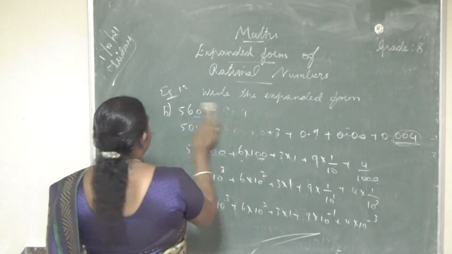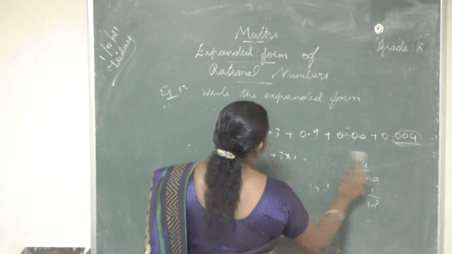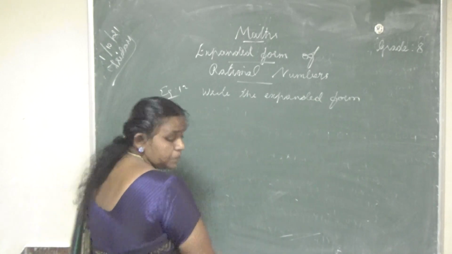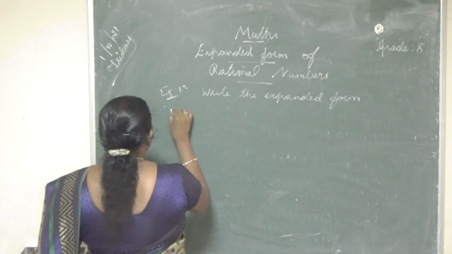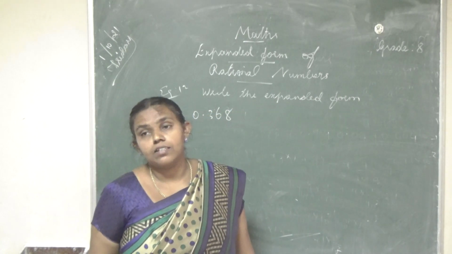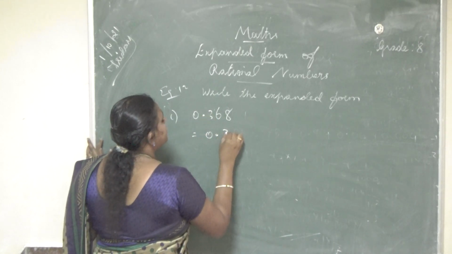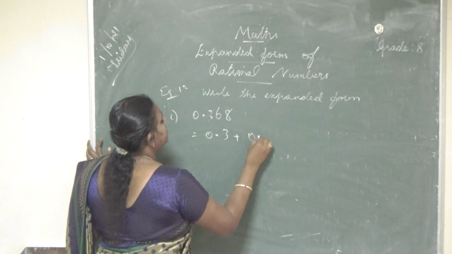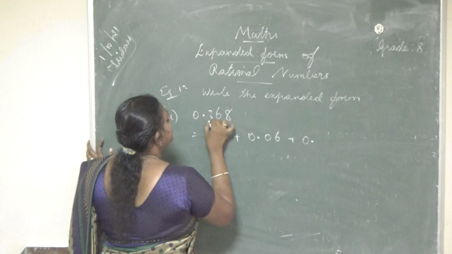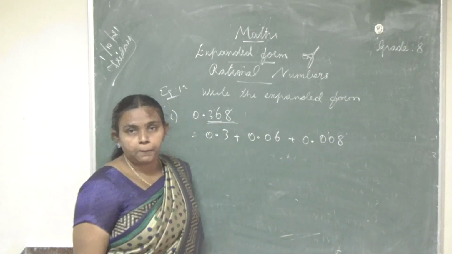Next, third problem. 0.368. Before this we don't have anything. So what will you do? 0.3, am I right? Plus 0.06 plus 0.008, 3 digits are there. So 008.